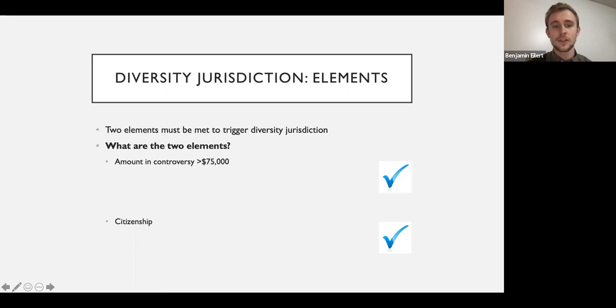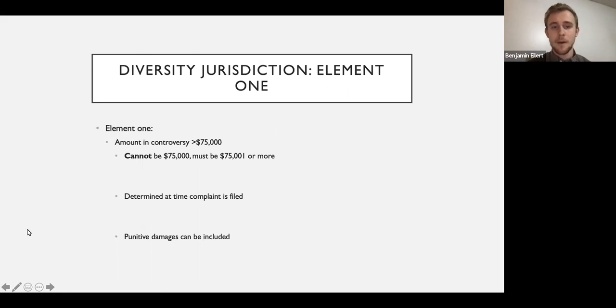The first of which is the amount in controversy must exceed $75,000. The second one is there must be complete citizenship diversity. And let's explore those elements. Element one, the amount in controversy must be over $75,000, which means that it cannot be $75,000. It must be $75,001 or more.